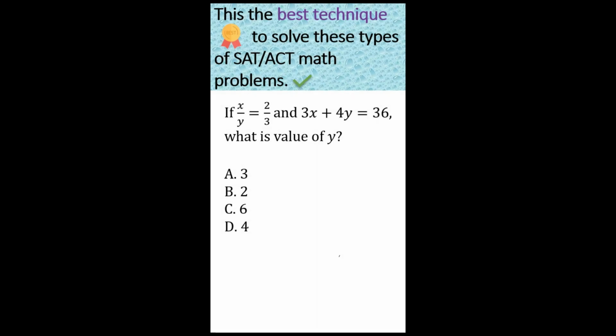Now let's have a look at this problem. We have been given two equations, this one and this one. Now there are just different number of ways how we can solve this. Let's see this trick. What we are going to do is that we are assuming that x equals 2 and y equals 3, and then putting these values in this equation.